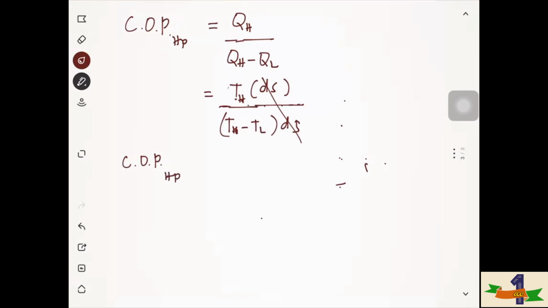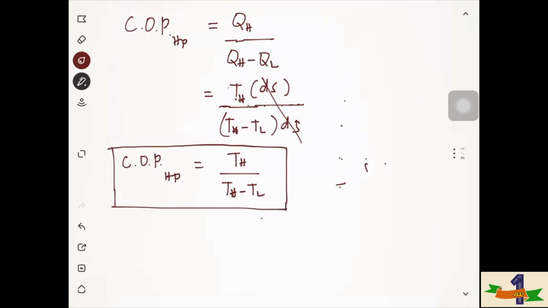So we take the delta S out. The COP of our heat pump, considering a reversed Carnot cycle, is TH over TH minus TL, wherein our TH is the high temperature and our TL is the low temperature. Okay.